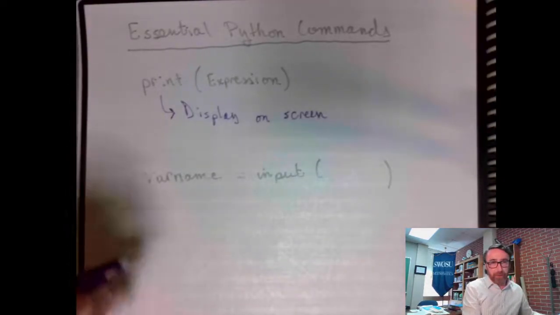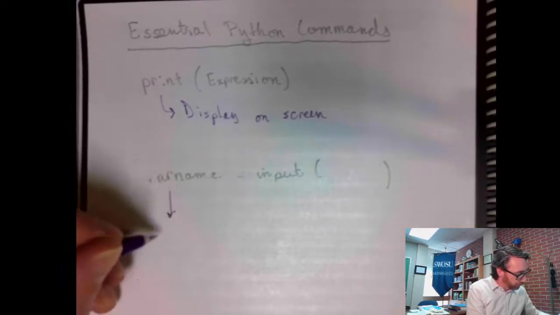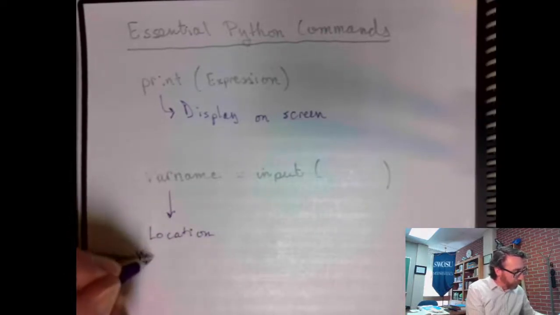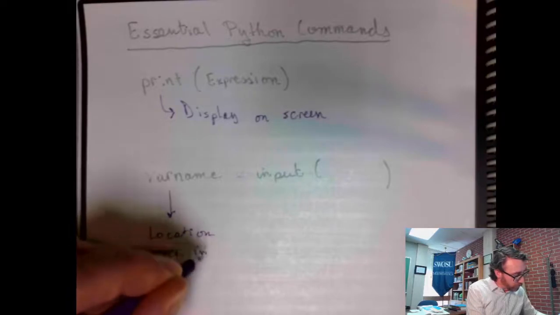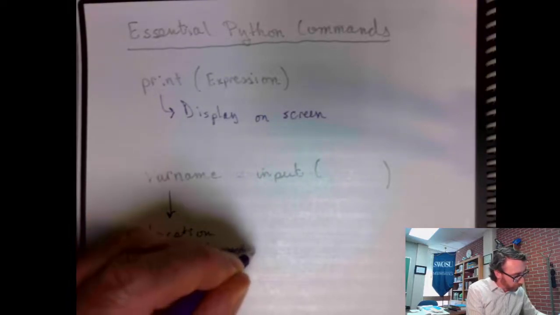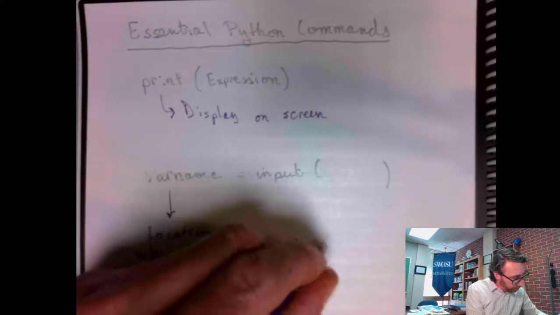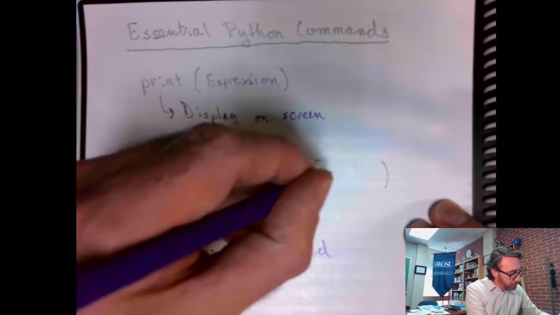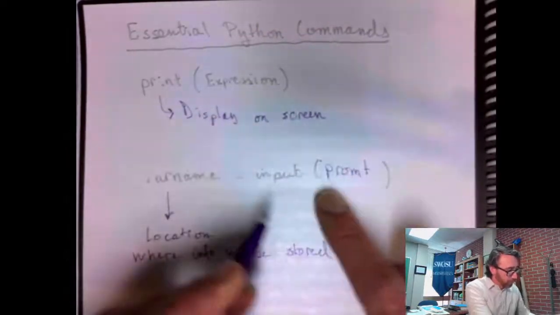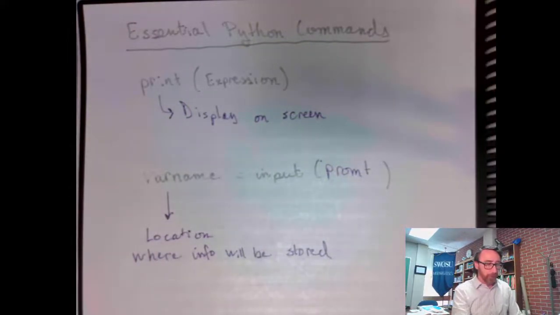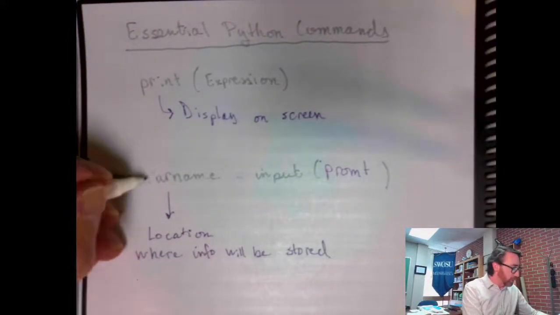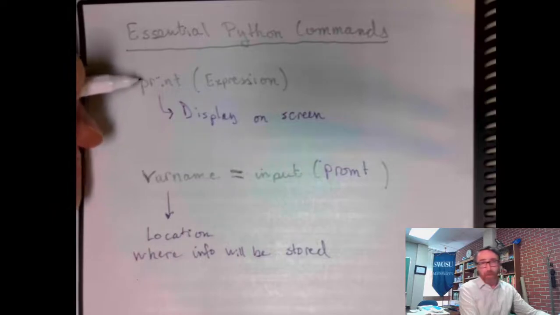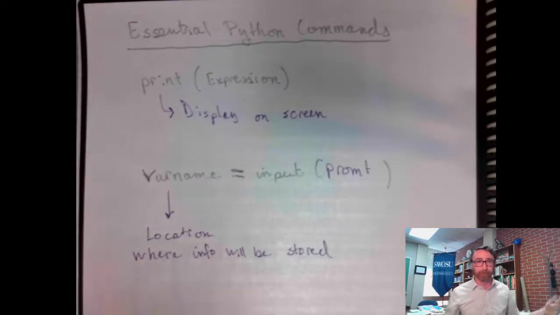The input command, okay, you've got to put a variable name here, and that's going to be the location where the info will be stored. Over here, you're allowed to put a prompt for telling the user what they should be giving the computer. Okay, so we got the print command, that's output, the input command, that's input.